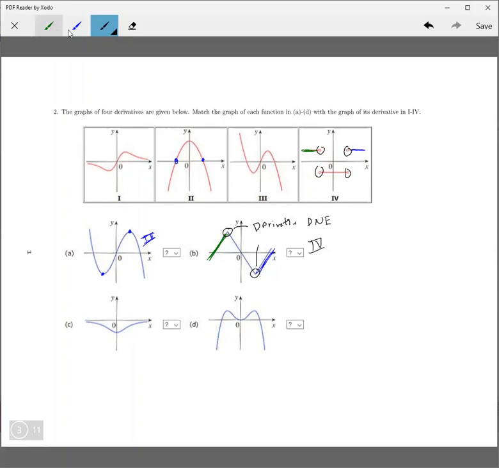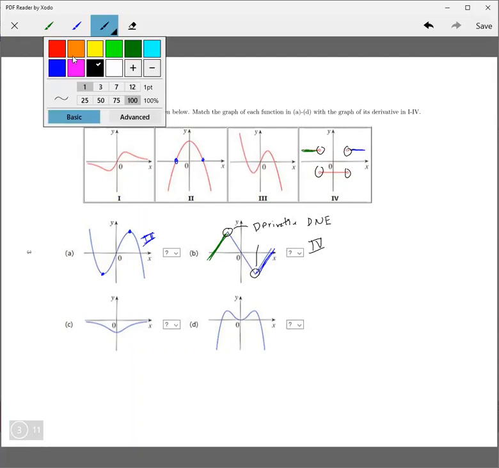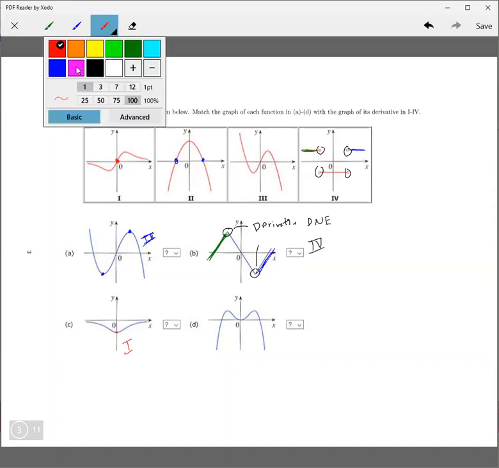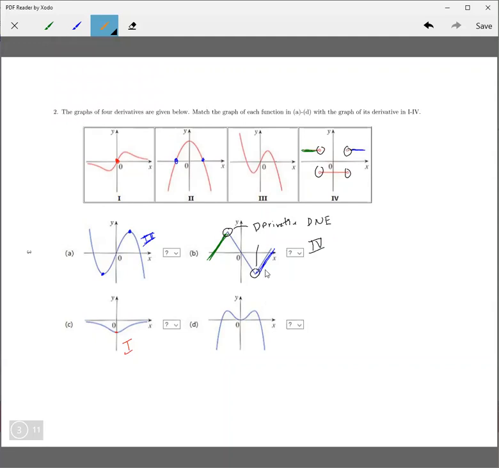Okay, now moving along, let's look at this one right here. So here we have the derivative is negative here. It's 0, and then it's positive. So negative, 0, positive. So it looks like this is the derivative of that. Okay, so it's going to be 1. And then finally, I guess we only have 1 left. So this last one has got to be 3. But let's try to explain why. So the derivative is 0 here, here, and here.